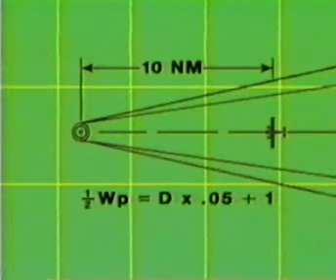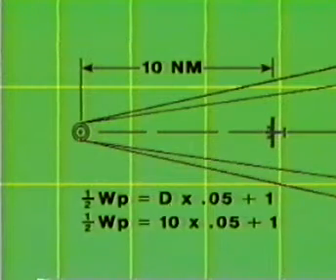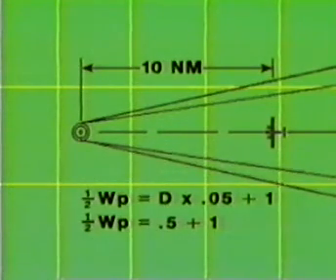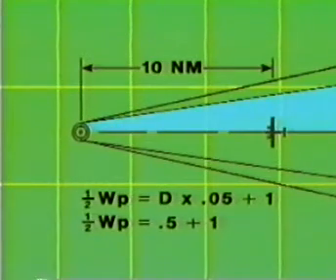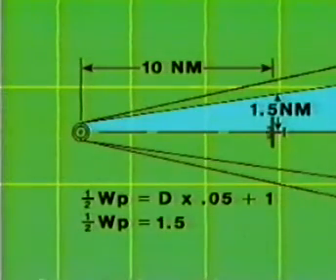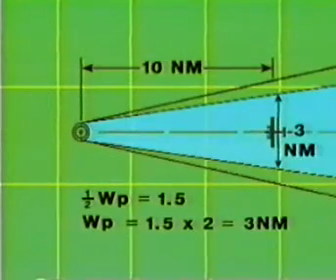Suppose you are located 10 nautical miles from the facility. You can find one half the primary area by taking the 10-mile distance times 0.05, then adding 1. In this case, one half the width of the primary area is 1.5 nautical miles. The total width of the primary area is 3 nautical miles.